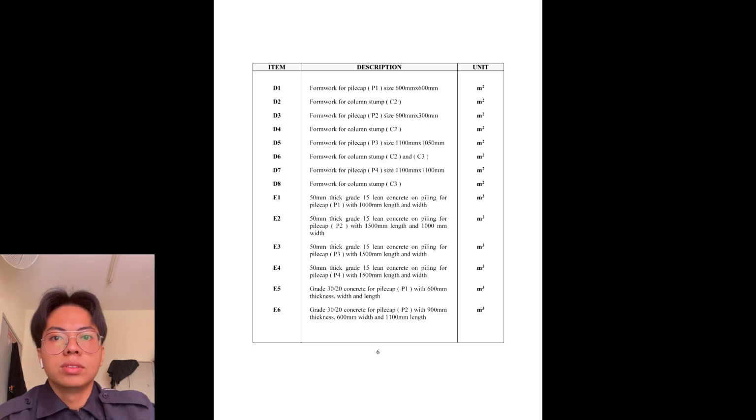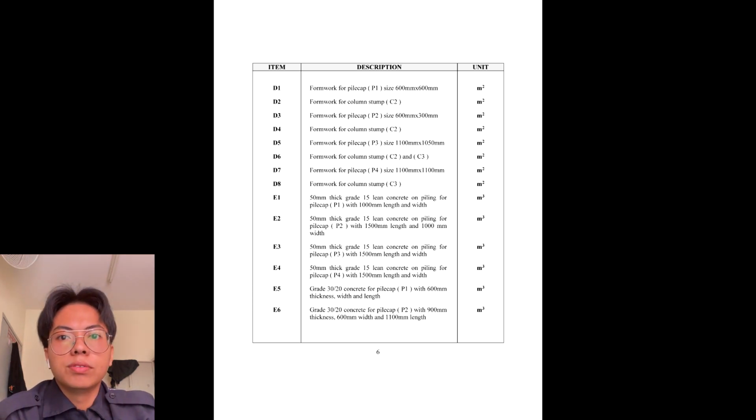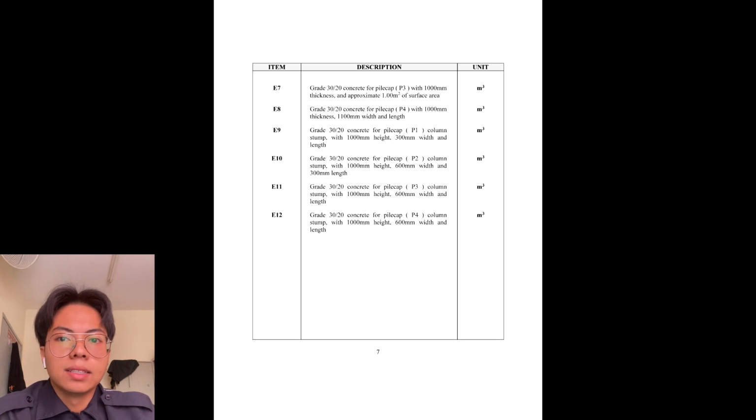Furthermore, we'll be moving on into formwork. Okay, so for D1 until D8, we have the formwork for pile cap and also the formwork for column stump, all in the unit of meter square. And the last one on the list is concrete work. So for E1 and E4, we have 15 mm thick grade 15 lean concrete on piling for pile cap, all in the unit of meter cube. And then we have grade 30/20 concrete for pile cap in the unit of meter cube. And lastly, E8 until E12, we also have grade 30/20 concrete for each of the pile caps in the unit of meter cube.